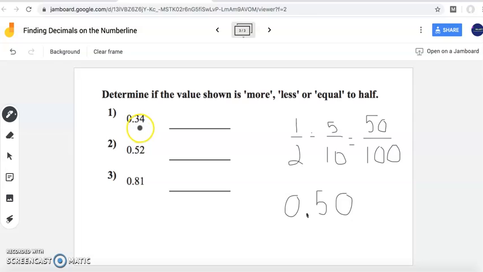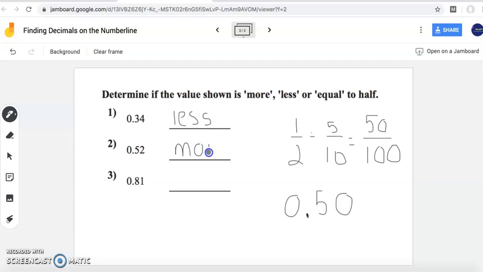Here we have 34 hundredths. Is it going to be more, less, or equal to a half? I have 34 hundredths, and then I also have 50 hundredths, which represents my half. Is 34 less or greater than 50? I believe 34 is much less than 50. So all I'm going to do is write less on my line. Now I have 52 hundredths. 52 hundredths is very, very close to 50 hundredths. However, 52 is a little bit larger than 50. Therefore, this is going to be more.